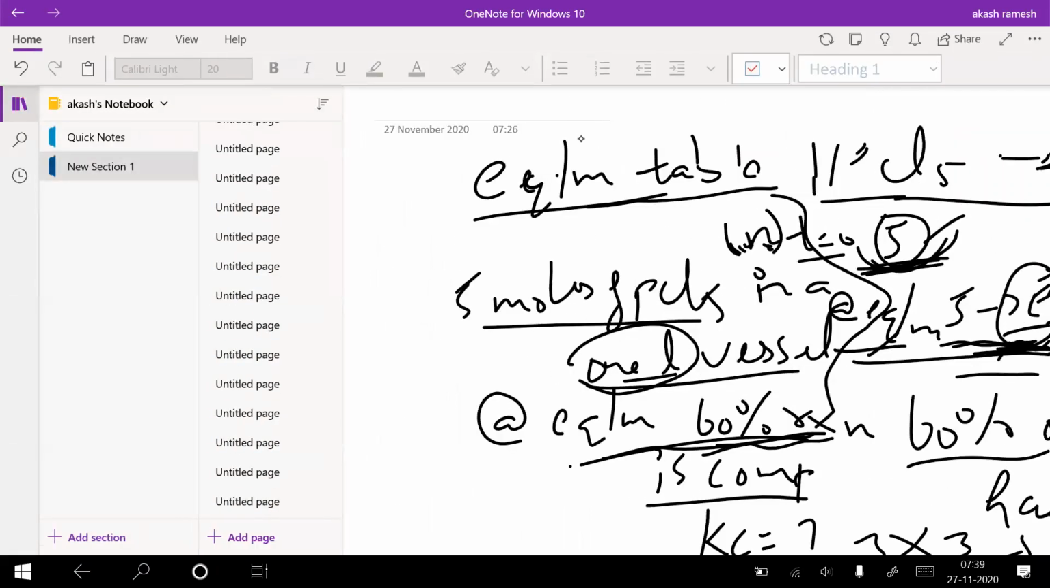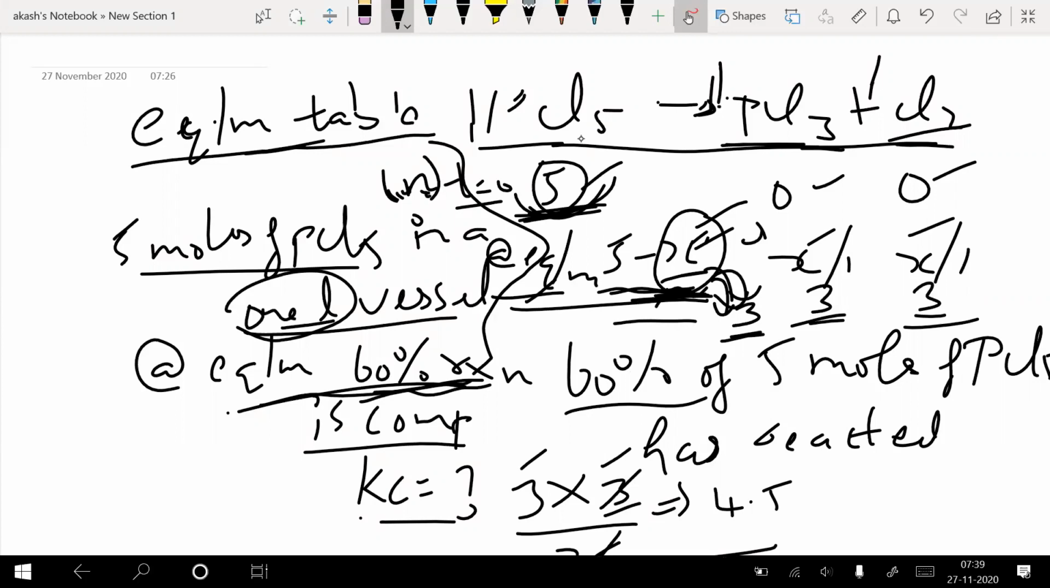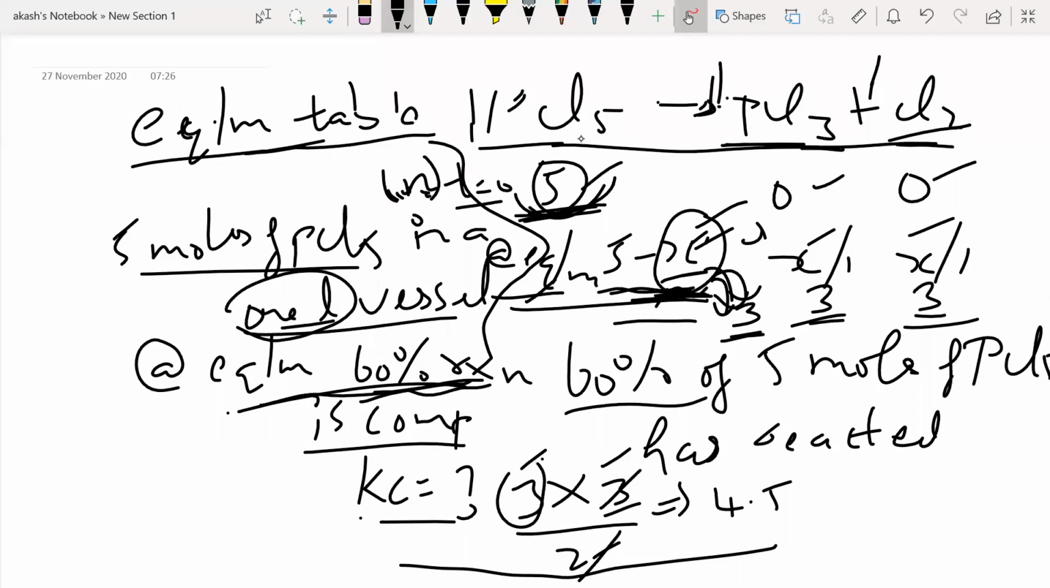Understood, sir, but I have a small doubt. What unit should we put, sir? Like 4.5 what? One second, let me do that. What you see here is that this is a concentration, this is also concentration, this is also concentration. So can I say one concentration term and another concentration term will get cancelled? This is mole per liter, another mole per liter will get cancelled. So what is remaining here? Only 1 mole per liter. So here the answer is 4.5 mole per liter.